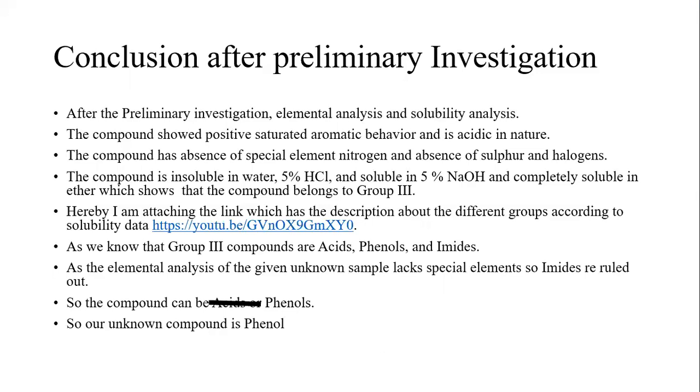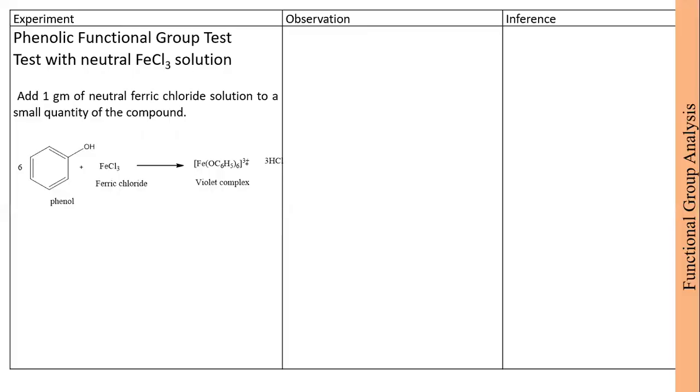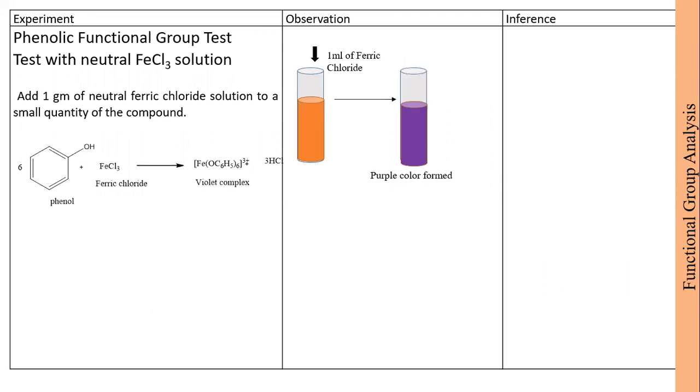So now we will test for the phenol functional group. For the functional group test, we have the neutral ferric chloride solution test. We take the sample and add ferric chloride, and the formation of purple color shows the phenolic group presence.